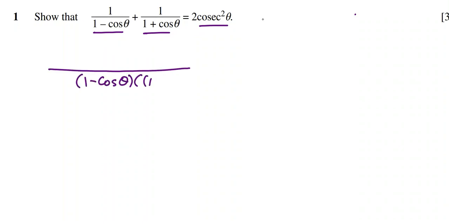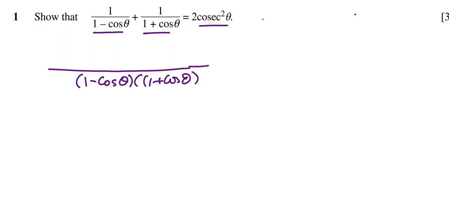Question 1 is a very common type of question where we have two rational terms on the left and one single term on the right. This gives a hint that we have to merge these two rational parts. And how can we merge? By finding their LCM. The LCM will be 1 minus cos theta and 1 plus cos theta.